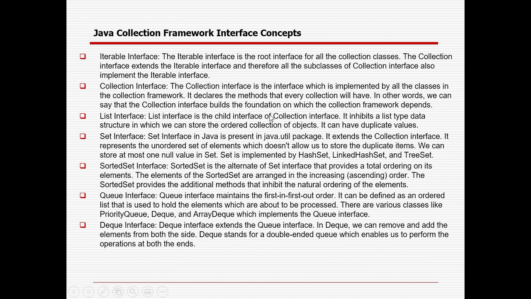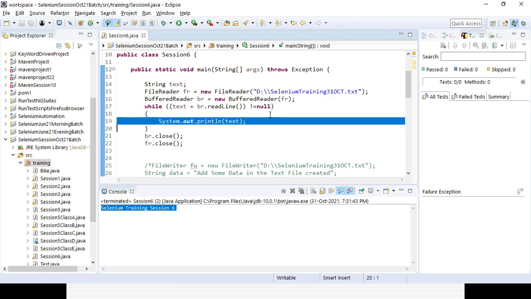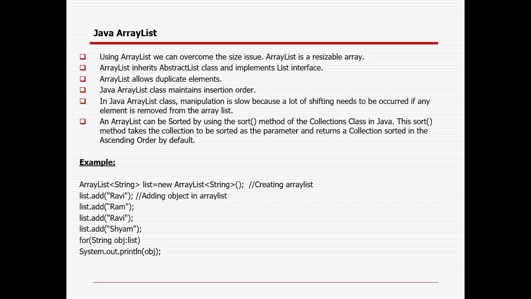ArrayList allows duplicate elements, because ArrayList also implements the List interface, so it takes the advantage of whatever the List interface provides. It allows duplicate elements and maintains insertion order. It also has some sort methods available, so in case you want to sort them, you can use those. Let me give some real-time examples so that you can understand it.